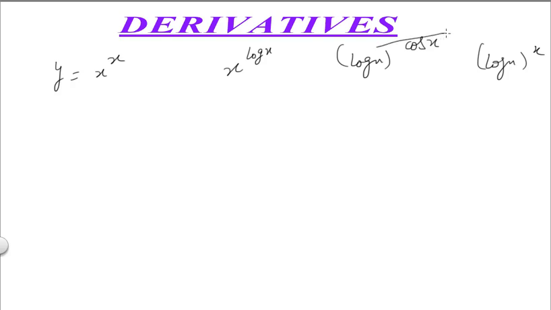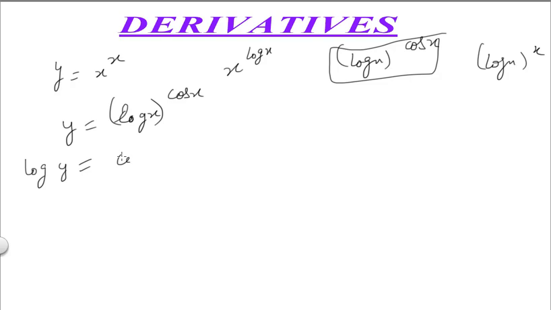Suppose I am solving this one, log of x whole power cos of x. So if y is equal to log of x whole power cos of x, taking log on both the sides, you will get log y equals cos x into log of log x. Now considering cos x as u and log of log x as v, we can apply product rule and solve the differentiation. This is how we find dy by dx. If we have function to the power function, variable to the power variable, variable to the power function, or function to the power variable, we have to just take log on both the sides of the equation.